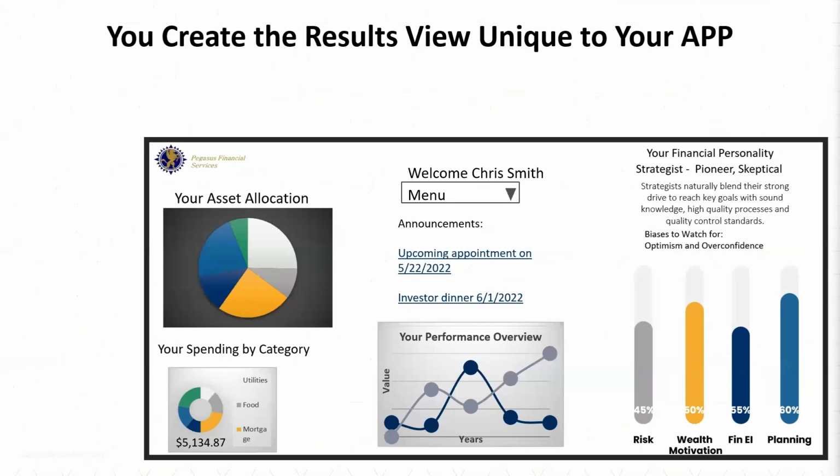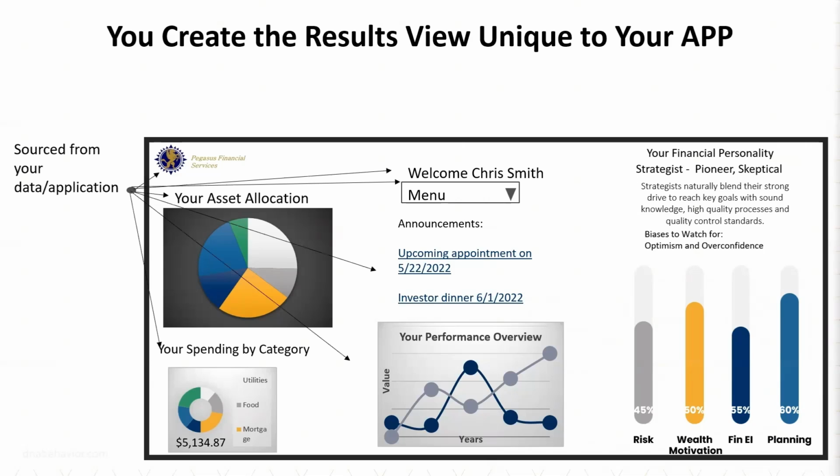So for example, you might build something that's really unique that looks like this, where you have a menu, you have some announcements about your upcoming appointments or an event that's happening in your world. You might have a performance overview and maybe a budgeting area and an asset allocation area with your logo. And so in that case, this would all be sourced from your data, from your application, from other places that you're calling data. So that could be other APIs, or it could be direct calls to your database from your application. And then you're also peppering in some additional information that is sourced by DNA.